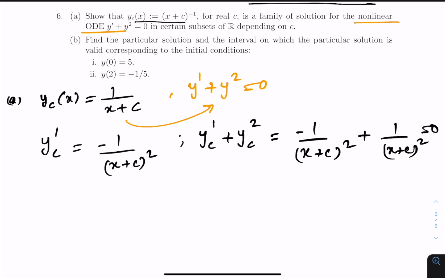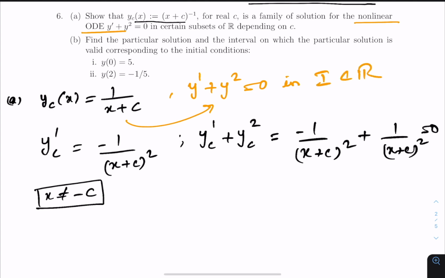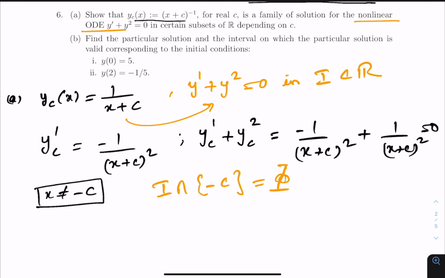Okay, so when can this be a solution, right? This y_c is a solution when x is not equal to minus c. So if this ODE is given in an interval I of R, this I intersection minus c should be empty, right? Basically minus c should not be included in the domain of this function, okay. So the solution is valid in an interval which does not contain minus c.